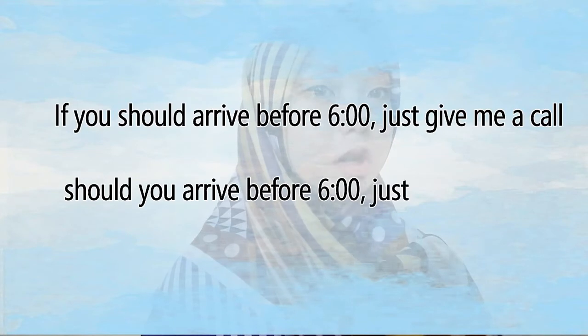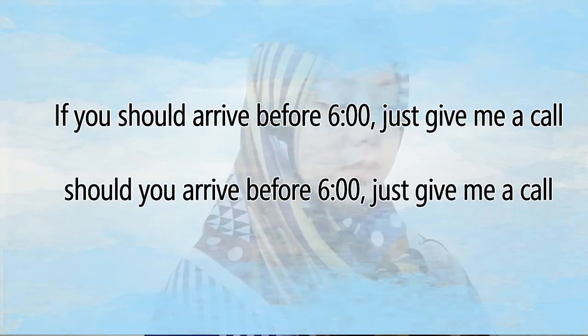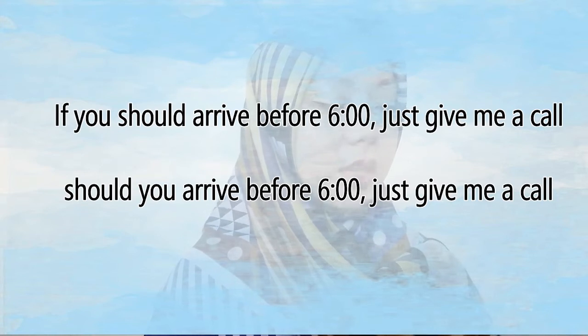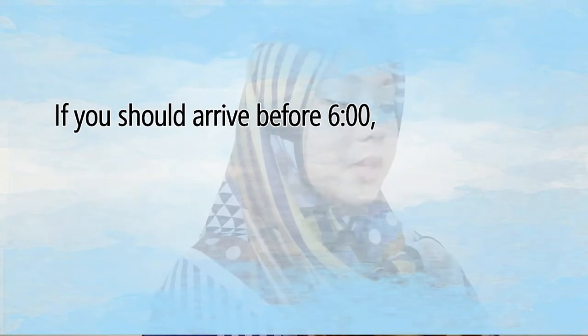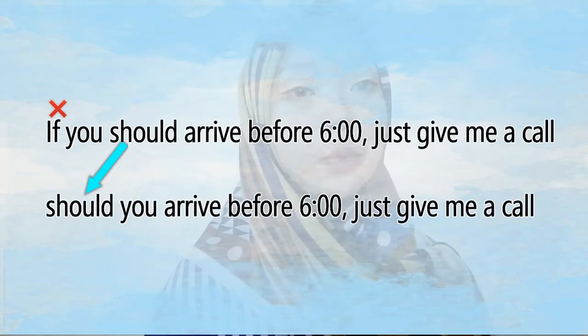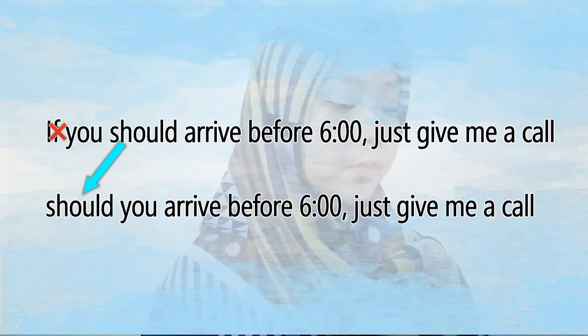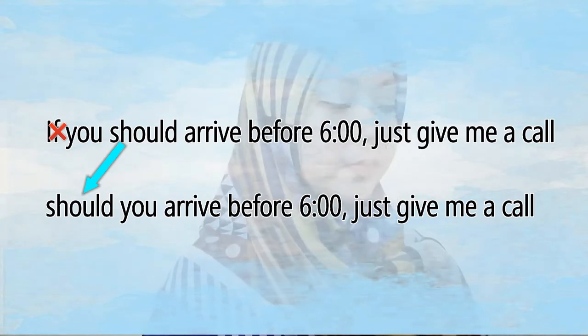Then another example. If you should arrive before 6, just give me a call. It can be changed to be like this: Should you arrive before 6, just give me a call. So we remove if and should moves to the front and you is the second word. So that is the third example.